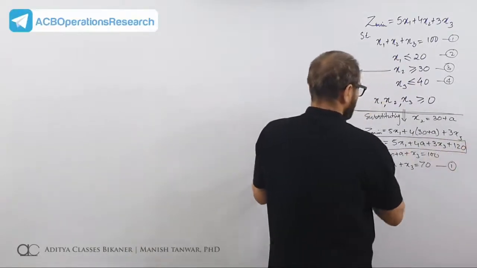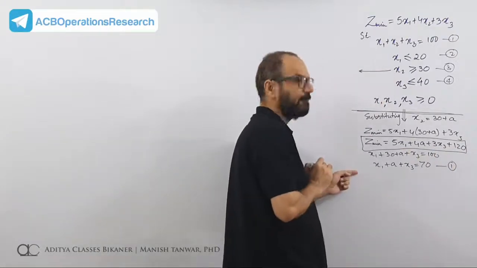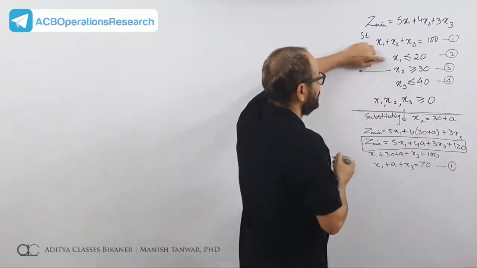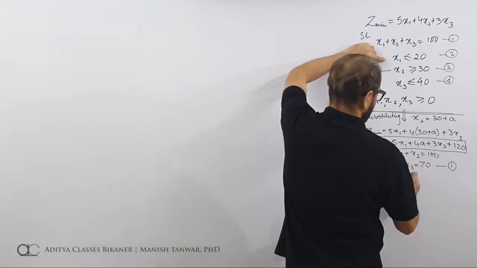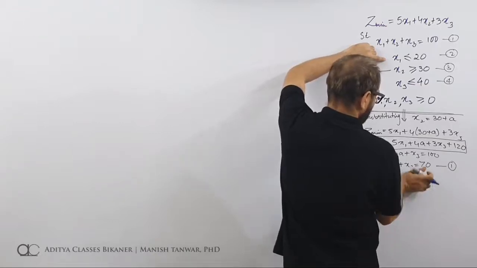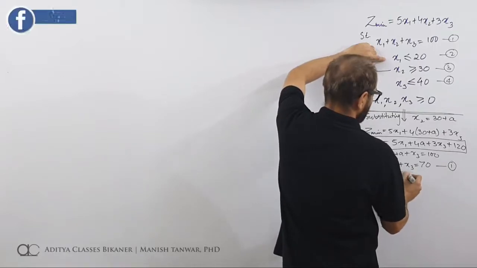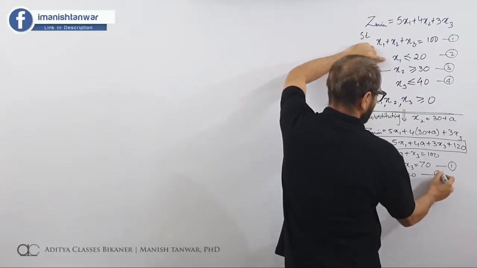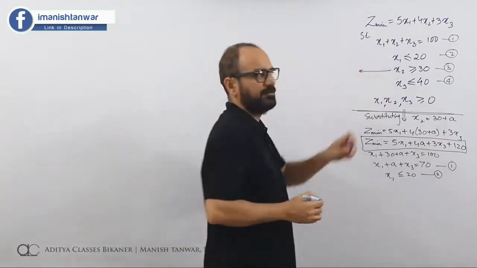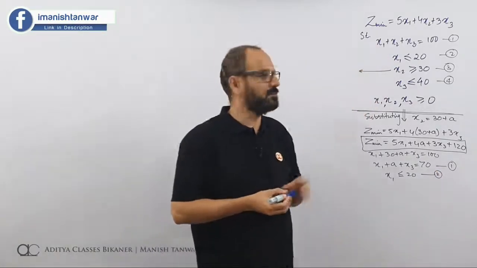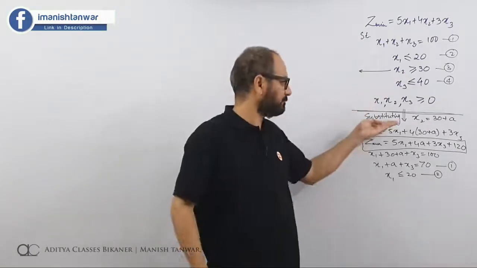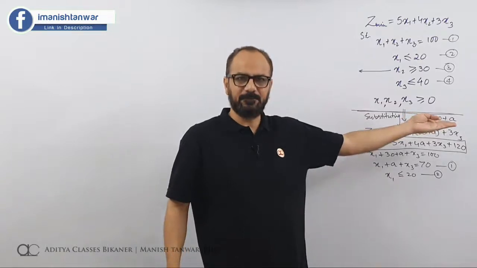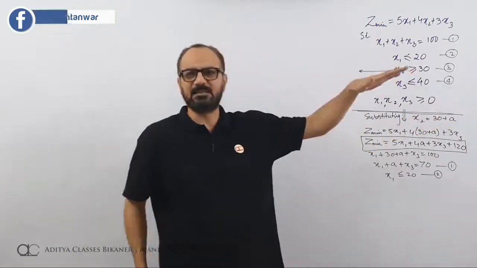I have my objective function, I have my first constraint. Second constraint: x1, there is no x2, so there is no substitution. We have x1 less than or equal to 20, being my second constraint. The third constraint you need not write down, because this was saying that x2 should be greater than 30. I already know the value of x2. Value of x2 is 30 plus a. So we can ignore this constraint safely.